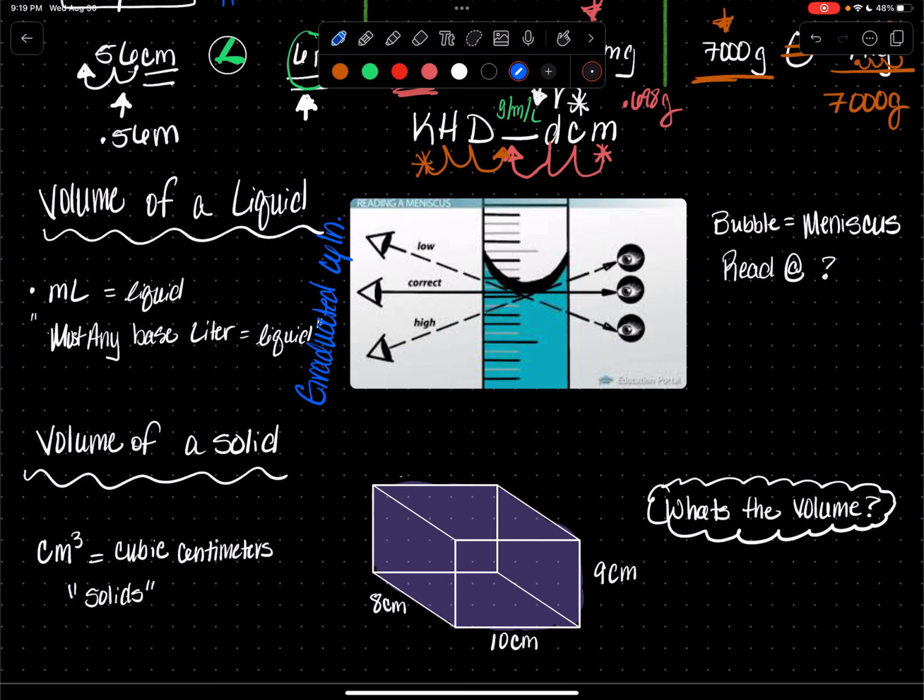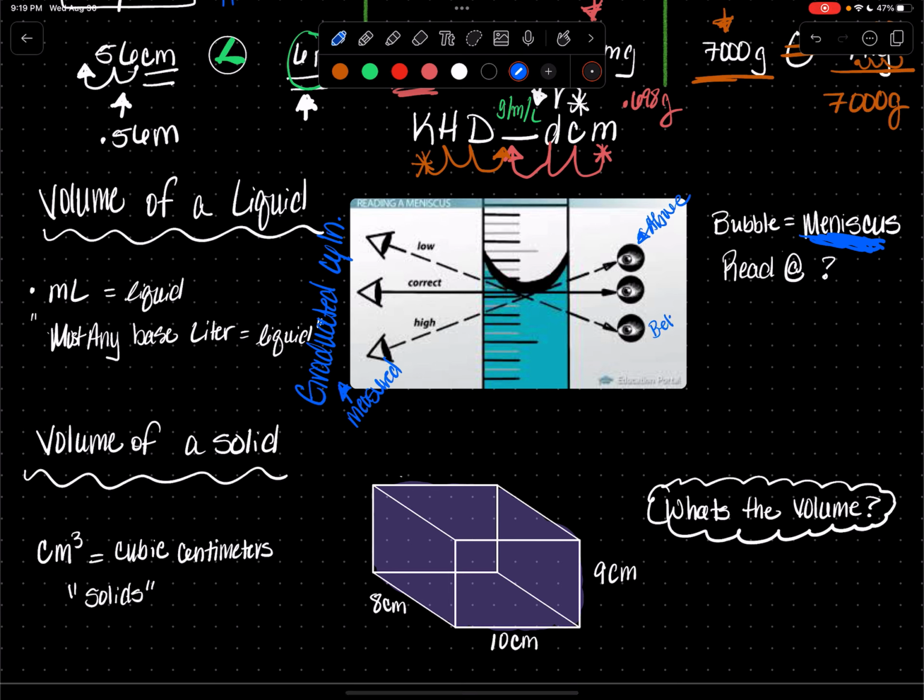A graduated cylinder means measured. This is a measured thing. And you read these graduated cylinders based off of the meniscus. The meniscus is the bottom of the bubble. So in my picture here, I have a perfect picture that tells you how to read these graduated cylinders. You can't look at it from above because you're too high. You can't look at it from above. You don't get the right angle.